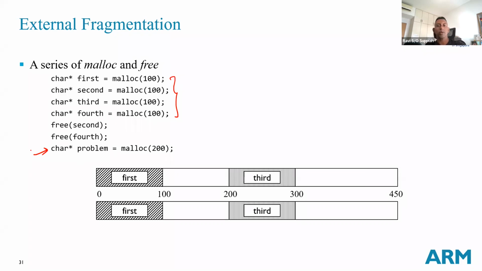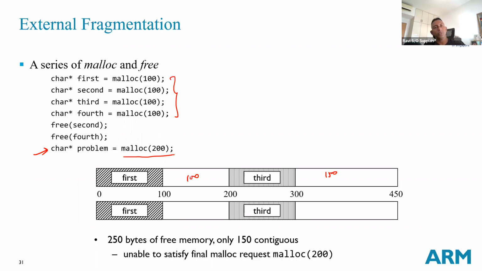Why? Because even though I have 250 of free space available, 100 here and 150 here, it's not contiguous. It's not one contiguous chunk. It is broken up. So because of that, this malloc will fail. This is what you call external fragmentation. I can allocate based on whatever size I want, but because I allocate and deallocate as and when I need, there may come a point where I have the memory, but it's all broken up, and then I can't allocate it.